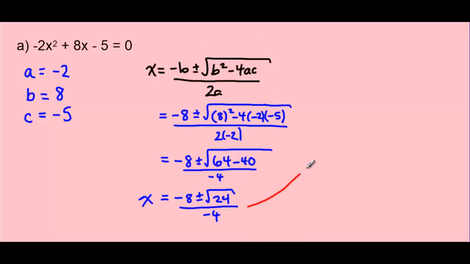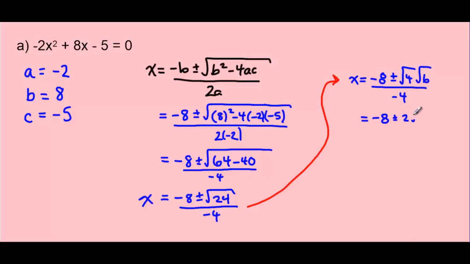Find two numbers that multiply to 24 where one of them is a perfect square. I think we can figure out that those two numbers are going to be 6 and 4, where 4 is the perfect square. So we have here negative 8 plus or minus, and now that square root of 24 is going to turn into the square root of 4 times the square root of 6, all over negative 4. And so let's change that root 4 into 2, because that's what that equals. So negative 8 plus or minus 2 root 6 all over negative 4.